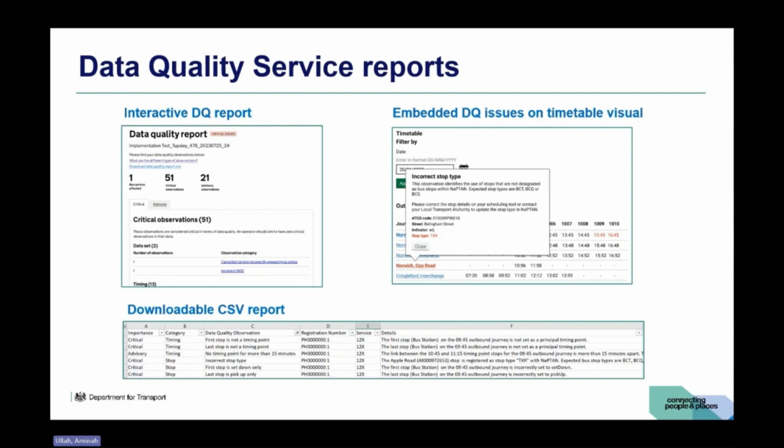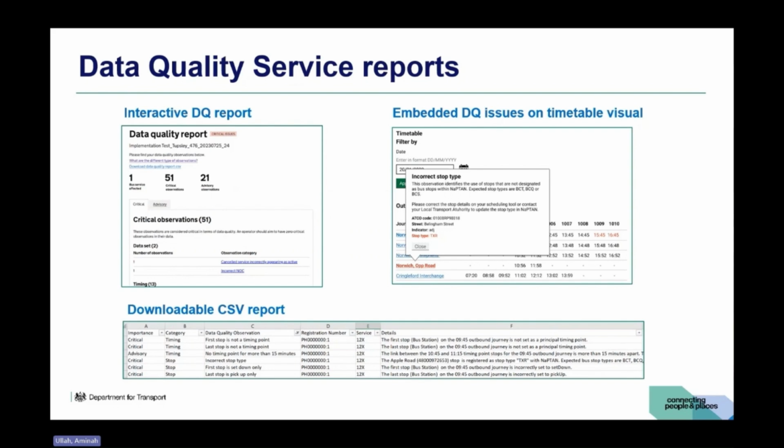We have the interactive timetable visualizer. So the critical data quality issues are embedded on the timetable visualizer. As you can see, they're highlighted in red. When you select it, it will tell you what data quality issue the timetable element has. And then we've got the downloadable CSV report. So it's just a summary of all the data quality issues in a CSV format so that this can be shared with colleagues, for example.